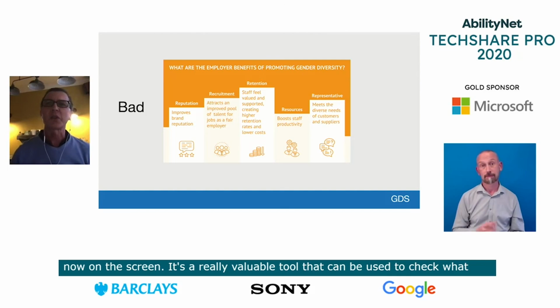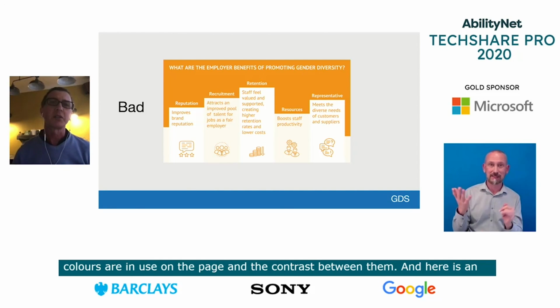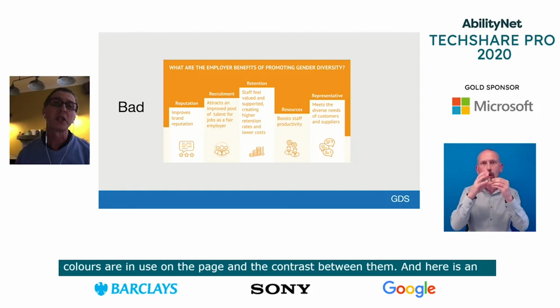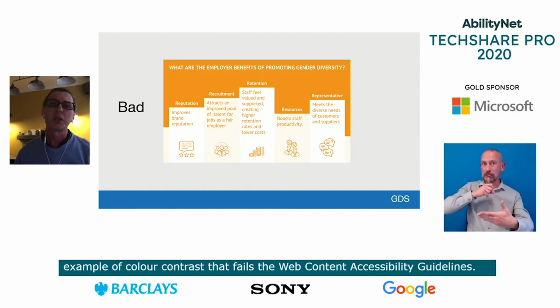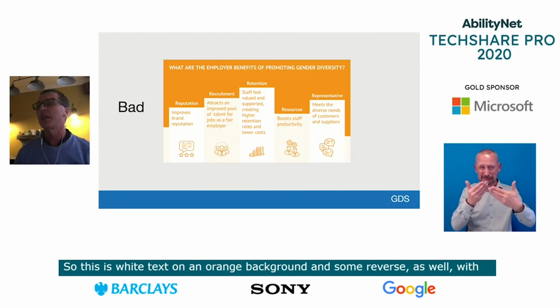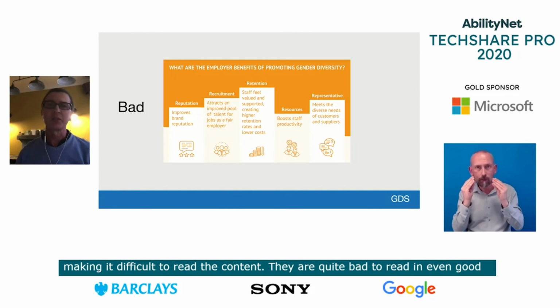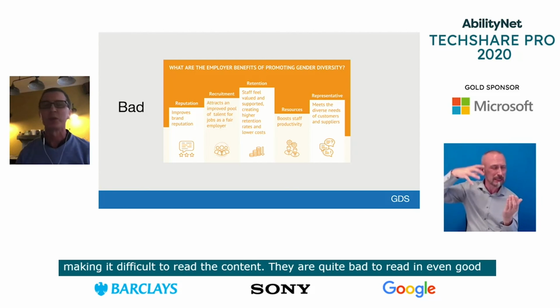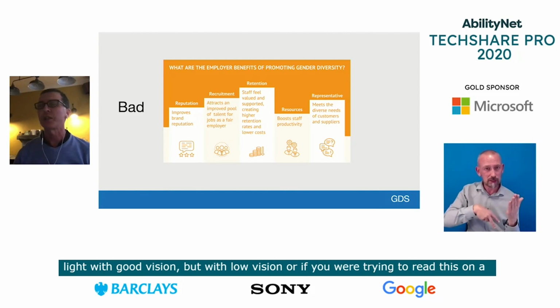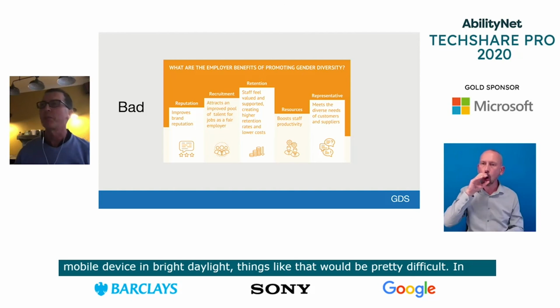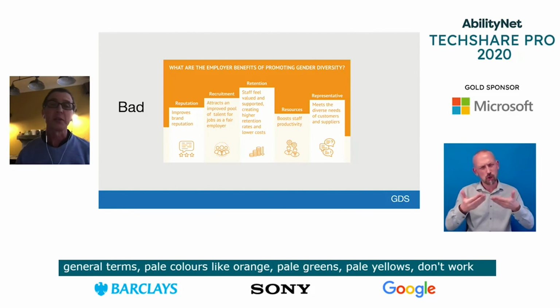And here's an example of colour contrast that fails the Web Content Accessibility Guideline standards. So this is white text on an orange background and some reverse as well with orange text on a white background. And these have a low colour contrast, making it difficult to read the content. They're quite bad to read in even good light by people with good vision, but with low vision, or if you were trying to read this on a mobile device in bright daylight, things like that would be pretty difficult. In general terms, pale colours like orange, pale greens, pale yellows don't work well, and they're not contrasting enough against pale backgrounds like white. So they might work well against a darker background.